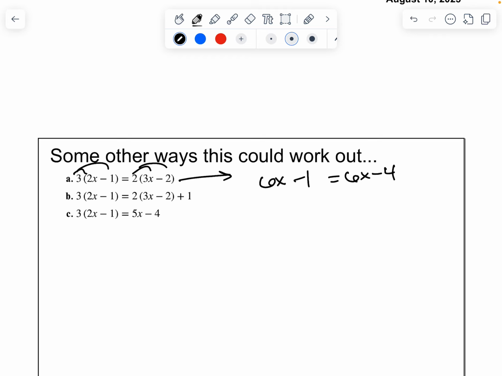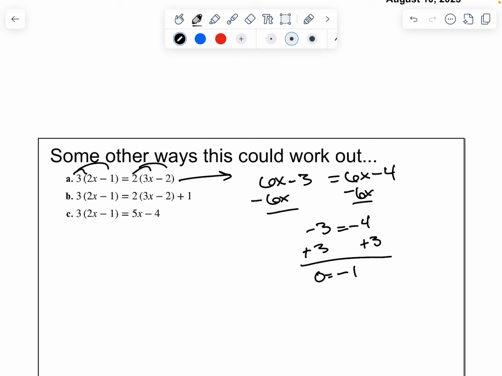I'm sorry, that's not a 1. I didn't distribute the 3 in. 6x minus 3 equals 6x minus 4. What we can do is now use the addition property of equality to try and get our variables to one side, and then we realize pretty quickly that we have something that's just not true. We can keep trying to make this work, but we're just never going to end up with something that's true.